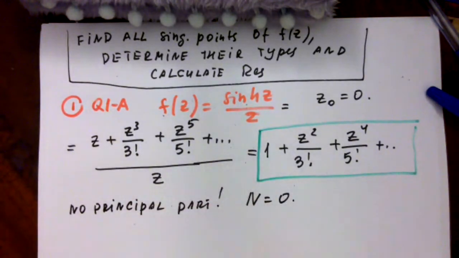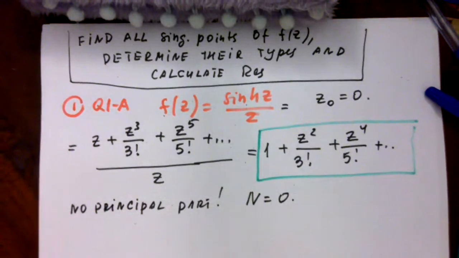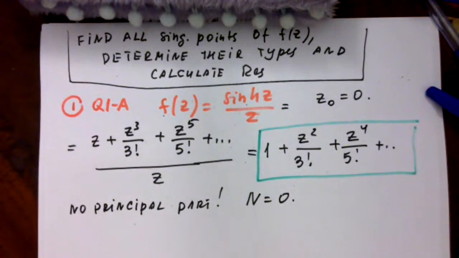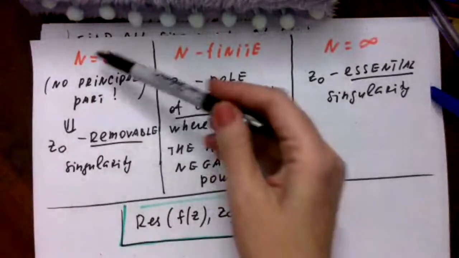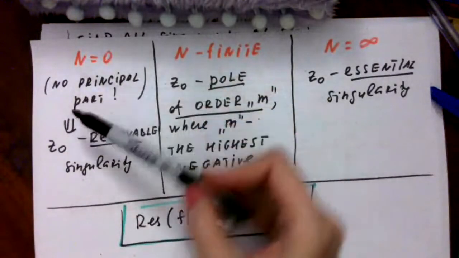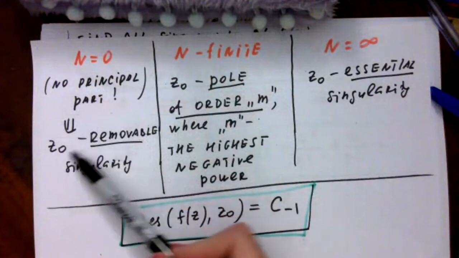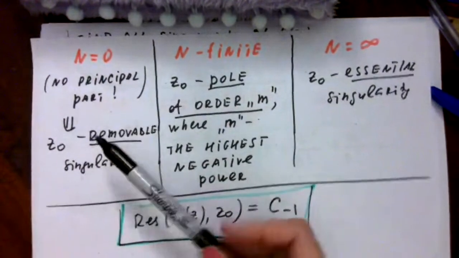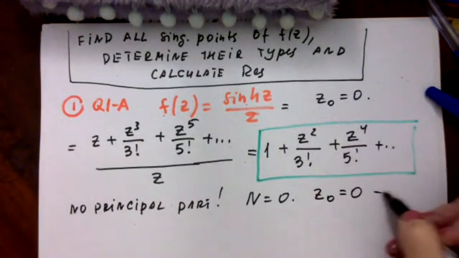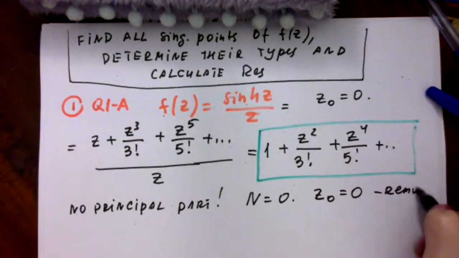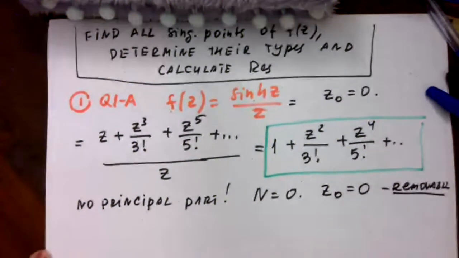I prefer to use this notation because it's very convenient. Okay, so what does it mean? Let's have a look at our classification table. It turns out that we are inside the first column now, and in this case, this singularity point is called a removable point. So our z0 equal to 0 is a removable singularity. Okay, removable. Very bad handwriting, of course.